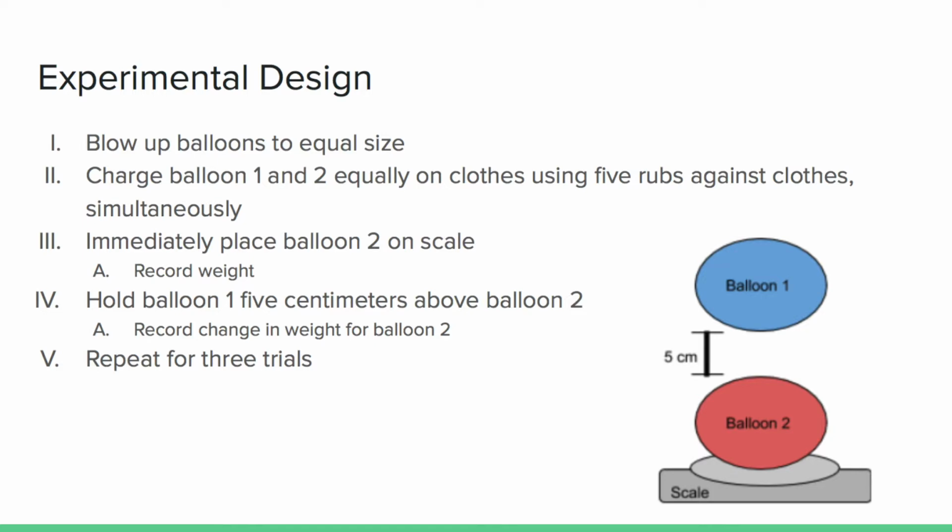Balloon 2 was immediately placed on the scale and balanced at 0 grams. Then balloon 1 was timely held 5 centimeters directly above balloon 2. The increase of weight on the scale was recorded as change in weight. This was repeated 3 times with neutralizing the charges with skin contact between each trial.